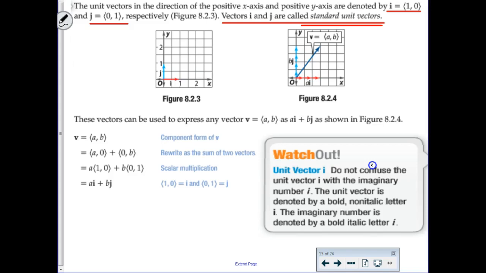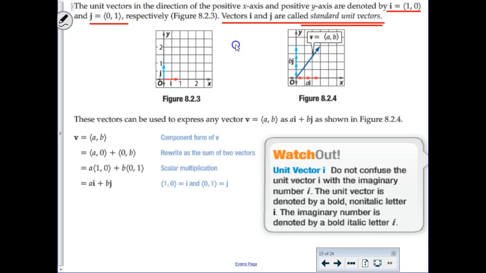Here we go. Something weird. This is from your book. Unit vectors in the direction of the positive x-axis and positive y-axis are denoted by i, which equals 1, 0, and j, which equals 0, 1. Now, right away, your brain probably goes to i like imaginary, and the answer is no. This is not the imaginary, complex number i.